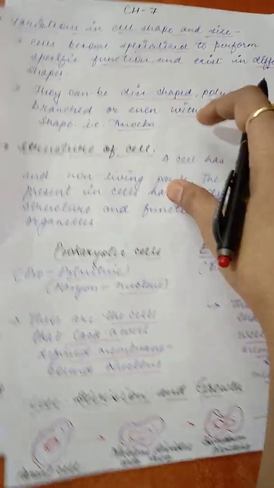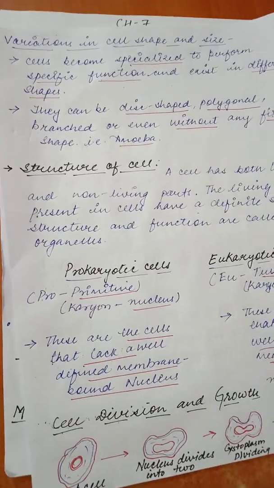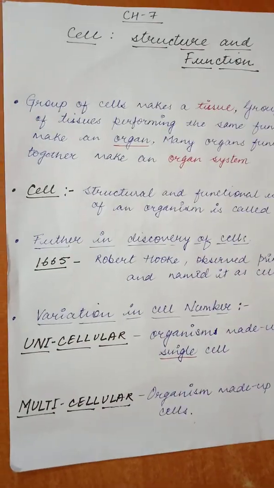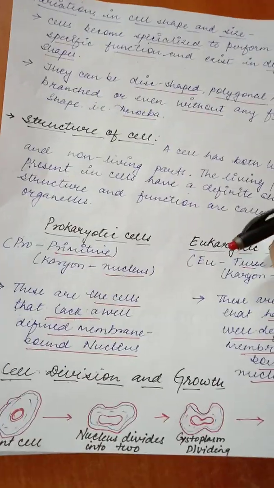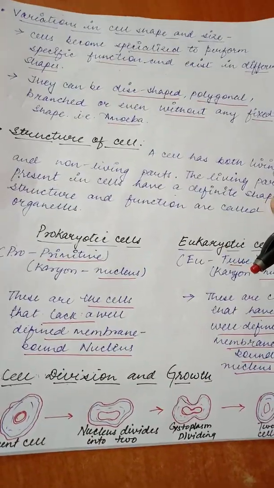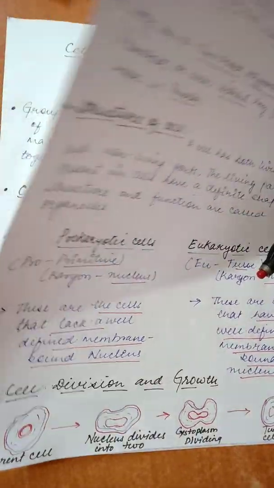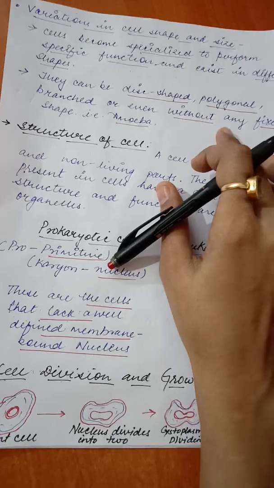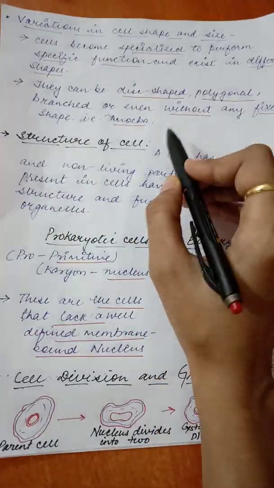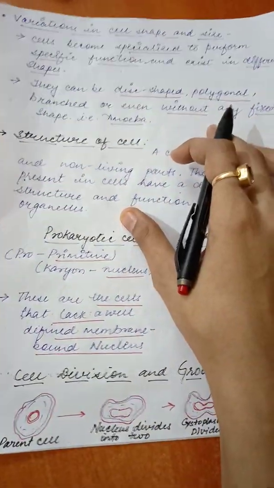Then further in this chapter, we are going to discuss the variation in cell shape and size. See, a cell becomes specialized to perform a specific function. To perform the specific function, they have to be specialized, right? And they exist in different shapes and different sizes. They can be disc shaped, polygonal, branched, or even without any fixed shape, like amoeba.